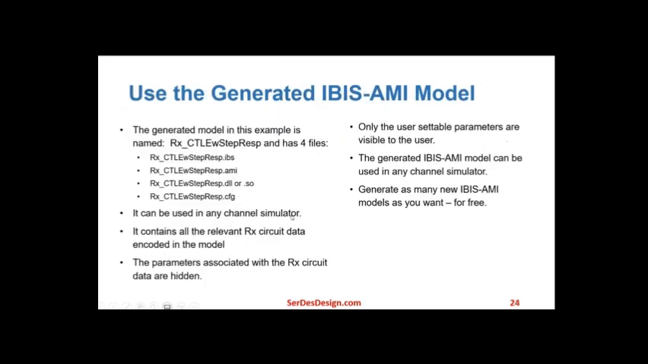Now it's time to use the generated IBIS-AMI model. The generated model in this example is named Rx CTLE with step response and has 4 generated files: the IBIS file, the AMI file, the DLL for Windows or SO for Linux, and a configuration file that contains all the modeling data encoded for use.